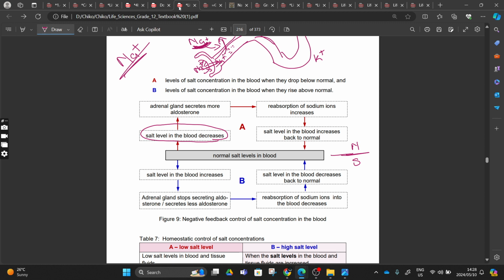So our salt level is decreasing, right? If our salt level is decreasing, it means that our ship is going north, right? So we will need to secrete that aldosterone, so the adrenal gland secretes more aldosterone, so that it can come and open where the reabsorption of sodium ions increases, right?